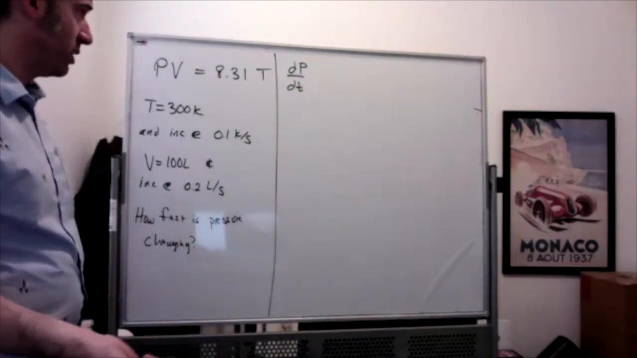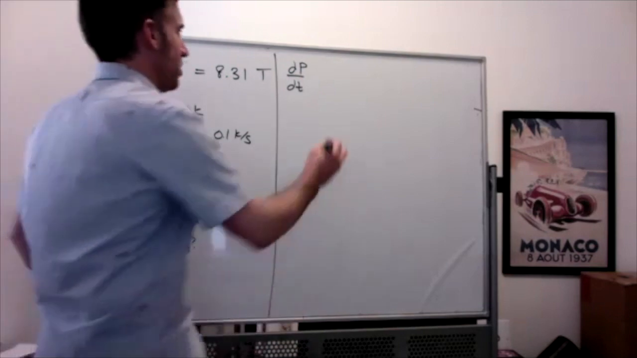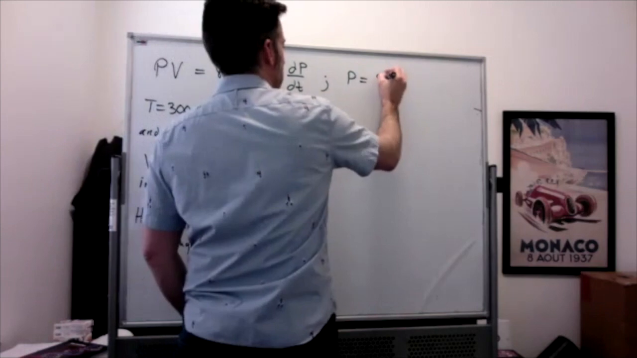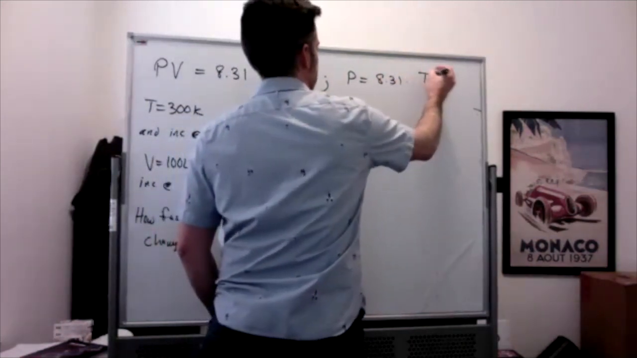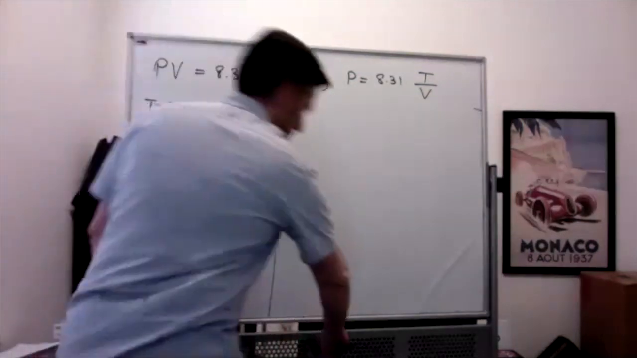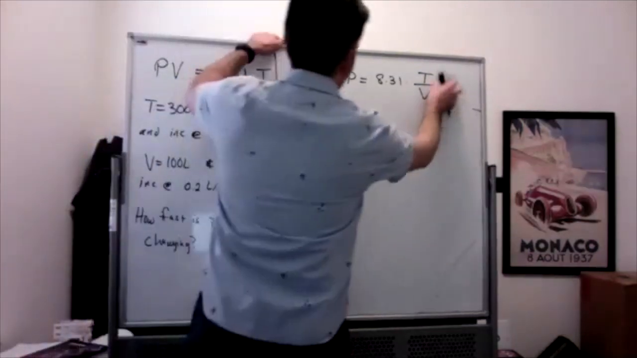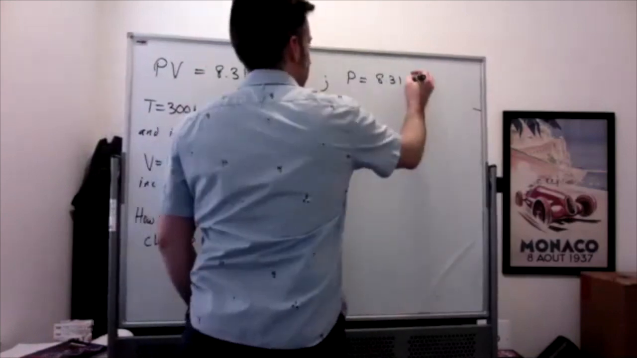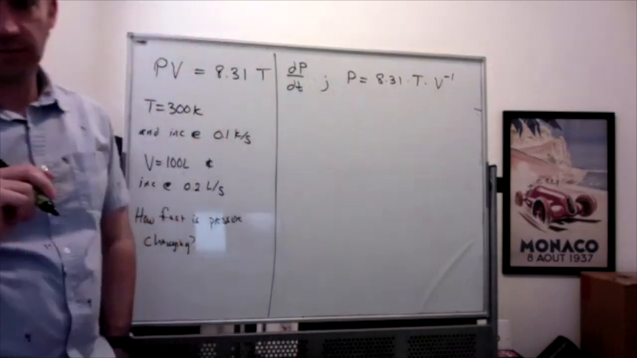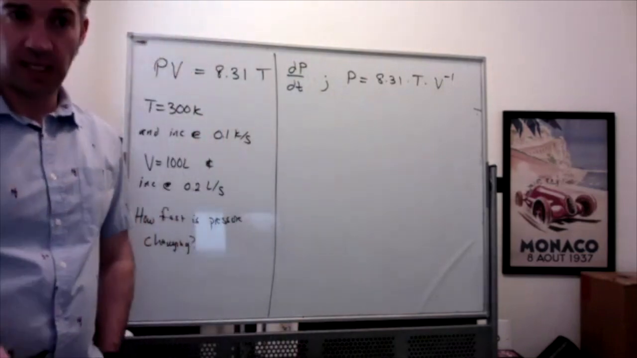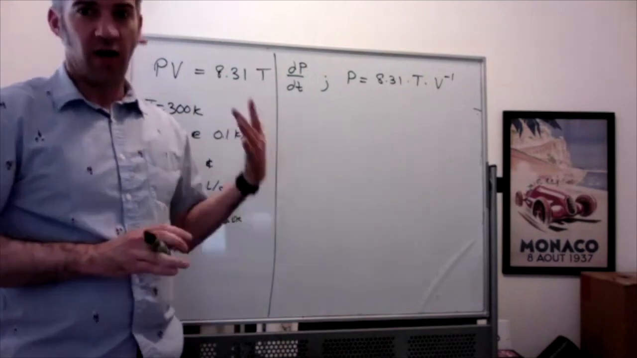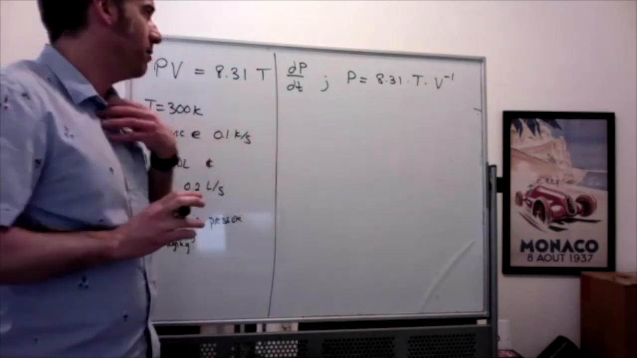We have an equation for pressure, right? In fact, we need to solve this for pressure. So solving for pressure, it's going to be 8.31 times T over V. Or to make the differentiation a little bit easier, let's write it as 8.31 times T times V to the negative first. So P is a function of T and V, and both V and temperature T are functions of time.